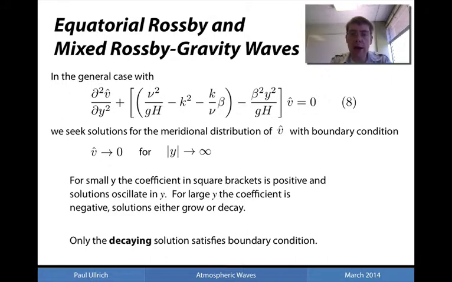For small y, we need to have that the quantity within square brackets is positive and solutions oscillate in y. And for large y, the coefficient is negative, so solutions must either grow or decay. This is very much analogous to the behavior of the wave equation and the corresponding exponential equation with both growing and decaying roots, which we've seen previously in this class. Note that only the decaying solution will then satisfy the boundary condition.